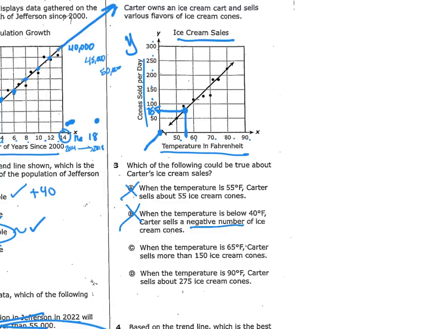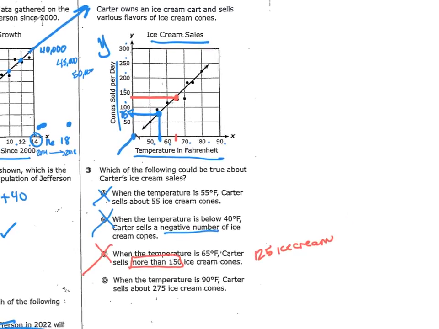C, when the temperature is 65 degrees, so I'm going to use a different color. So when the temperature is 65, so that's about here because that's between 60 and 70, Carter sells more than 150 ice cream cones. So when it's 65, your line at 65 degrees falls about right here. And so that's about 125 ice cream cones, sorry. So is that more than 150? No. And double check just to make sure D is correct.